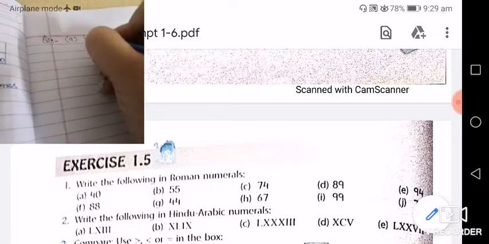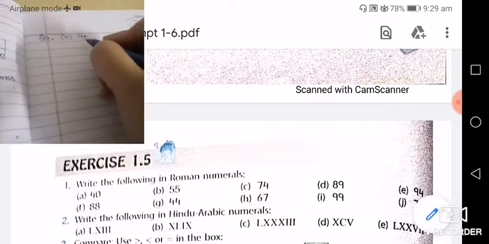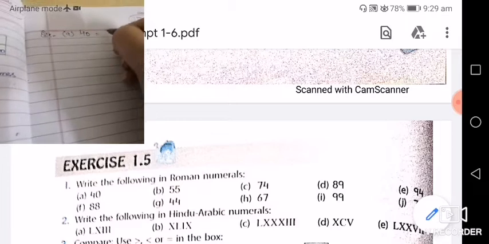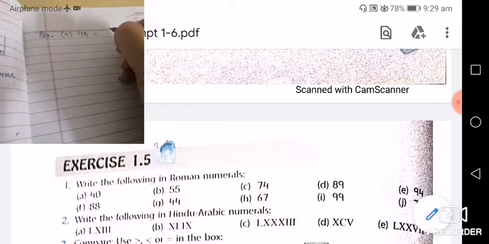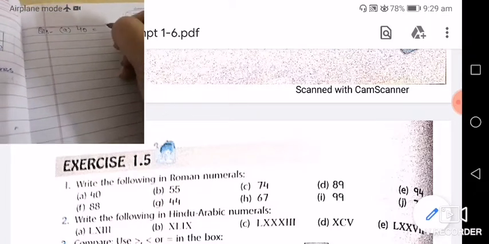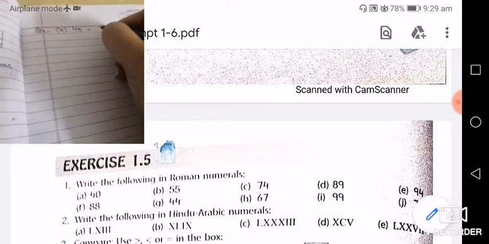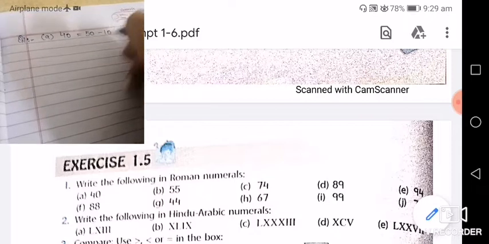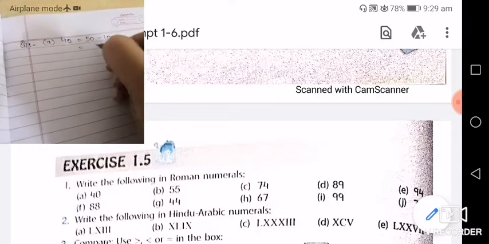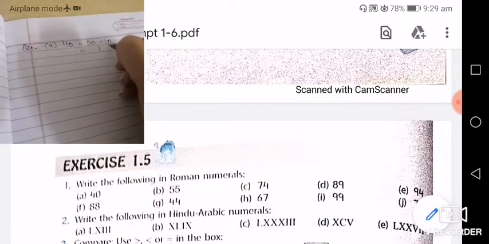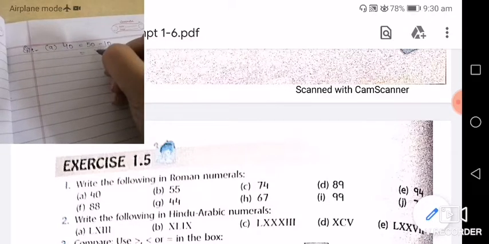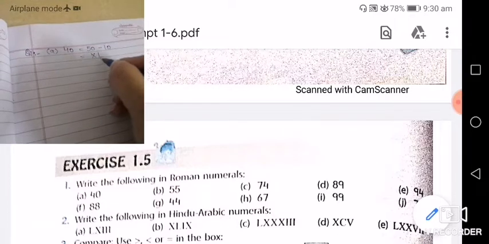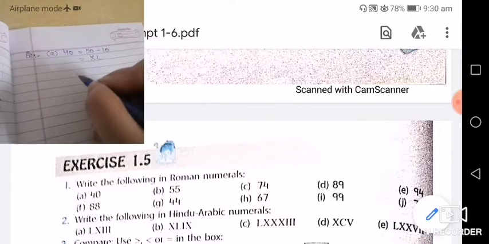A part is 40. Now as I told you, 40 cannot be written like 30 plus 10. No, because X can be repeated only 3 times. So we'll write it like this, 50 minus 10. As I told you, the symbol for 50 is L. Subtracting means you are going to put 10 before L. So that will become XL. Now this will be the symbol for 40.